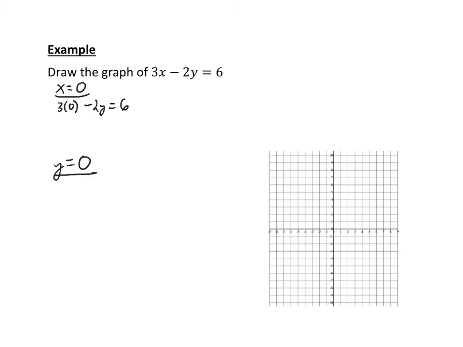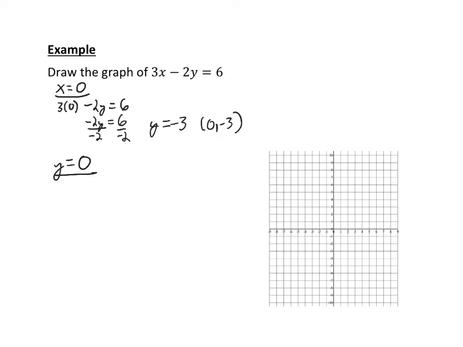The reason that I chose x equals 0 is here 3 times 0 is 0. So negative 2y equals 6. We divide by negative 2 and I get y equals negative 3. (0, negative 3) will be a point on our graph.